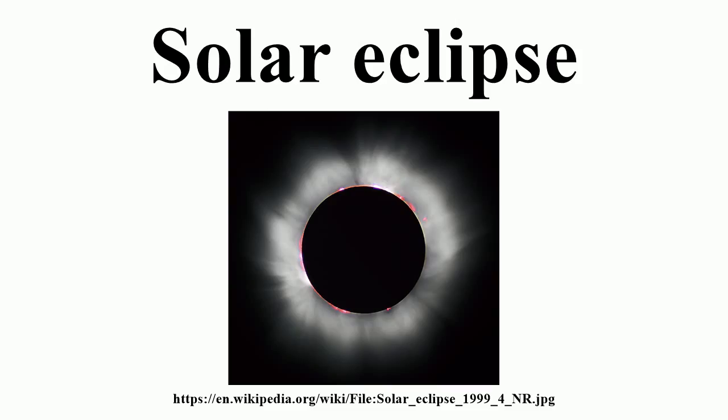The last non-central solar eclipse was on April 29, 2014. This was an annular eclipse. The next non-central total solar eclipse will be on April 9, 2043.